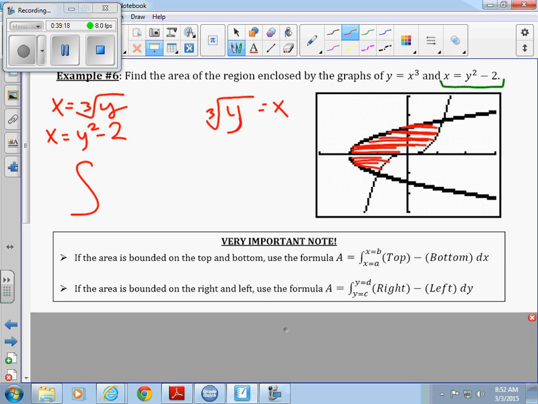So normally we do top minus bottom. Well, what's on top? The cube root, because it's on the right. So if we were to turn this graph, it would be the top function. So the cube root is the right-hand function minus the left-hand function. And now we're dy, because all our little rectangle widths are y widths, right? Where are we going to integrate from and to?